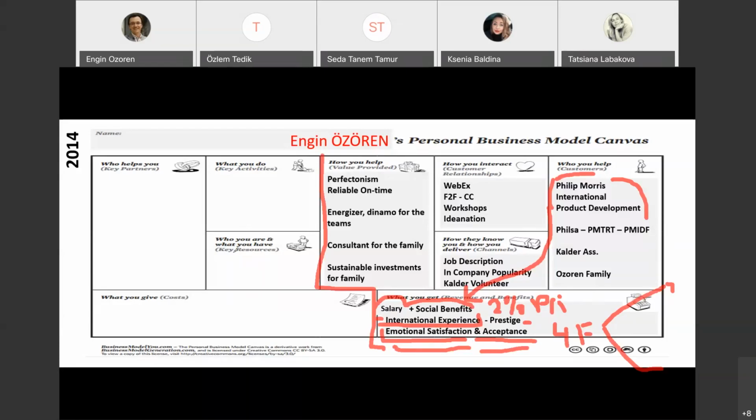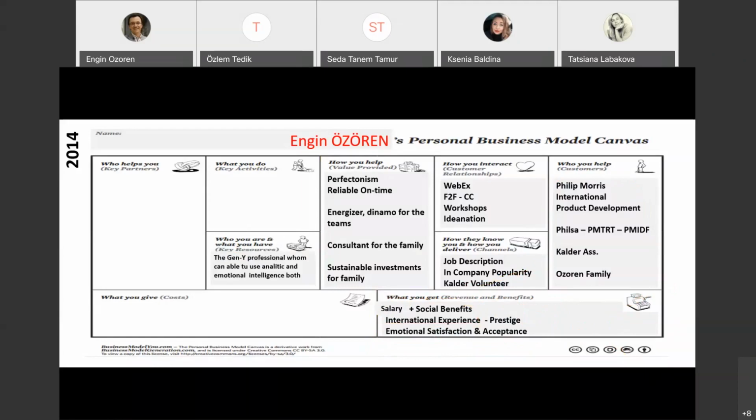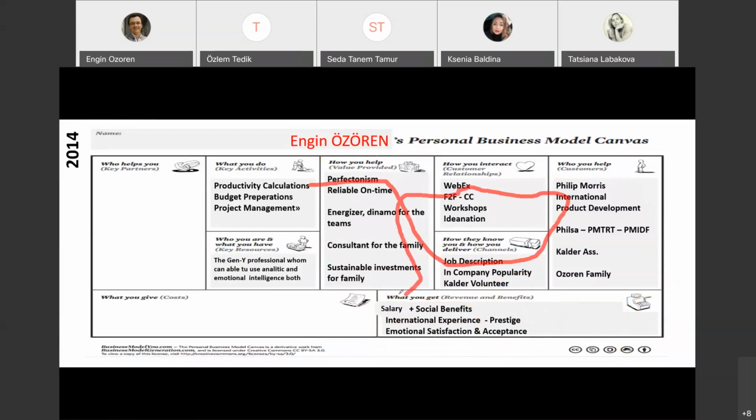So who you are and what you have, let's look. This is the first sentence from my CV. What I do for these people: productivity calculations, reliable on time, in my job description for Philip Morris with WebEx, full time, and get this salary. You see, everything is finished in that section. Budget preparation is the same, project management is the same. My key activities: being a son. Also, I could write here being a good son. Huh? Do you accept my being a good son as a key activity?